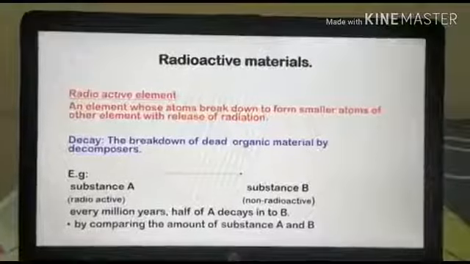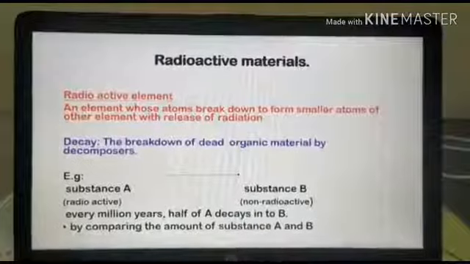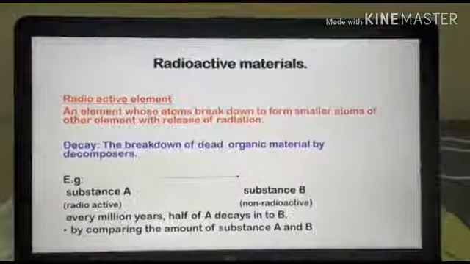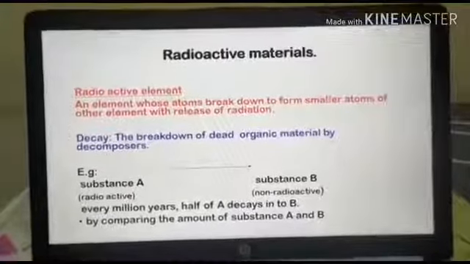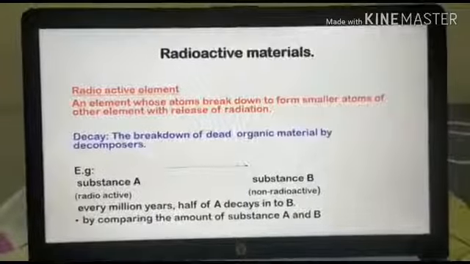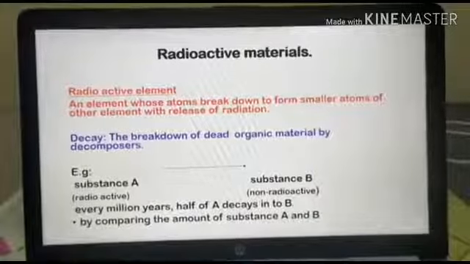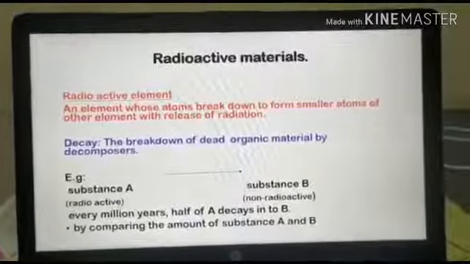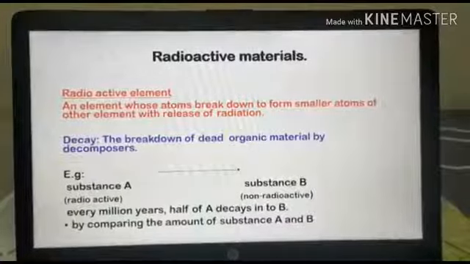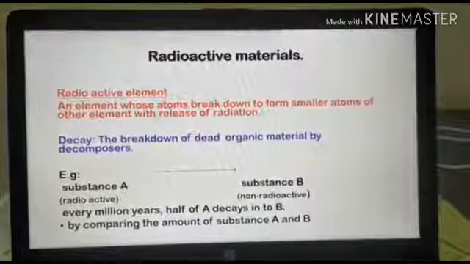Next one, by radioactive material. Okay, radioactive elements are present in most of the rocks. So what will happen? These elements will break down to form smaller atoms of other elements. That means they will decay. Decay means the breakdown of it into smaller pieces. This breakdown is called decay, like the breakdown of dead organic material by decomposers.